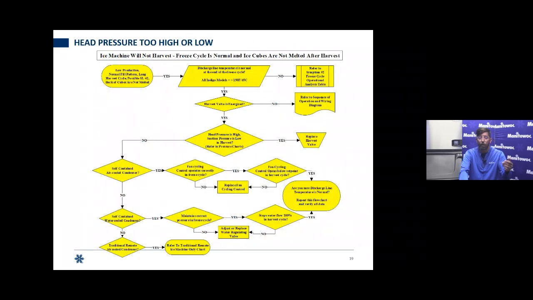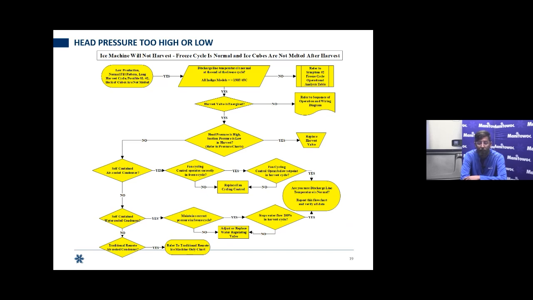All right, but head pressure too high or too low? We're still talking about head pressure, but mostly here we're going to talk about if it's too low. Big thing with this one, this is the symptom 3 flow chart. This is how you troubleshoot your harvest in a situation where you make good ice in a normal amount of time. Keep in mind, it's saying at the top there, the freeze cycle is normal. It means it makes a normal sheet of ice in a normal amount of time.